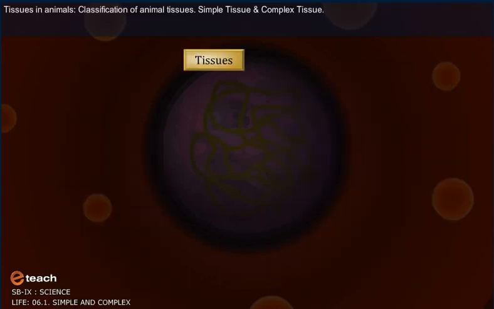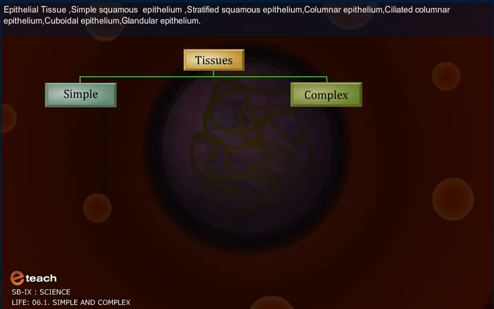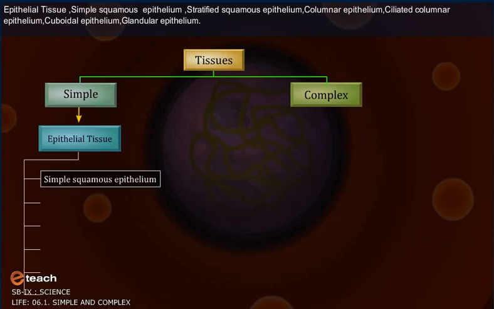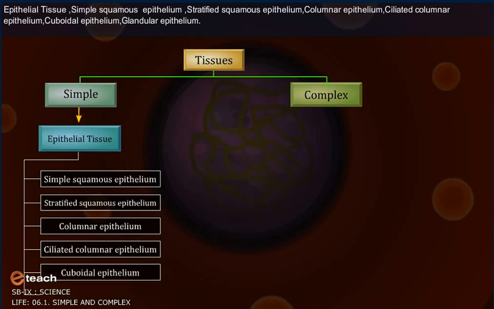Tissues in animals. Classification of animal tissues. Animal tissues are of two types: simple tissue and complex tissue. In simple tissues, we have epithelial tissue, which has simple squamous epithelium, stratified squamous epithelium, columnar epithelium, ciliated columnar epithelium, cuboidal epithelium, and glandular epithelium.